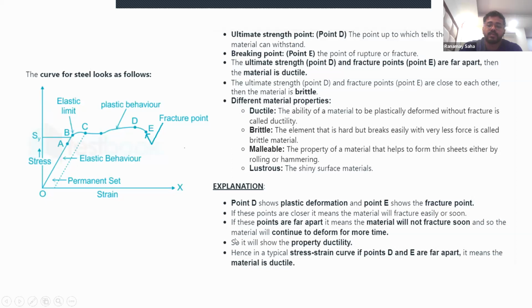So point D shows your ultimate strength and E shows your fracture point. If these points are close, the material will fracture soon, so it is a brittle material. If these points are far apart, the material will not fracture soon and will continue to deform for more time, showing the ductility property. If D and E are far apart in a typical stress strain curve, the material is a ductile material. I hope that is clear.